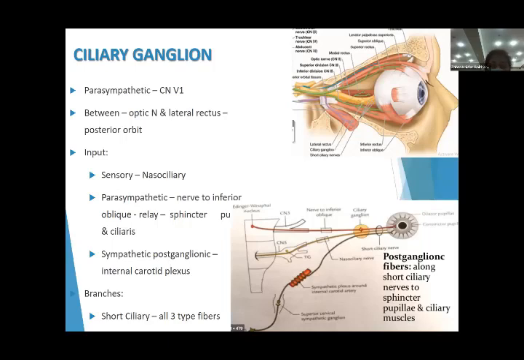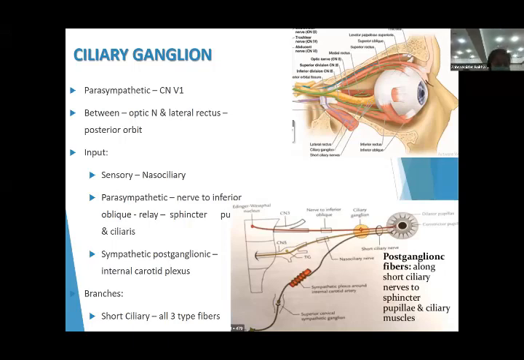Let's come to the ciliary ganglion. Ciliary ganglion is one of the parasympathetic ganglia of the head. You've already done two parasympathetic ganglia. You've done the otic ganglion, which was for the supply of the parotid gland. Then we did the pterygopalatine ganglion. You know, it supplies the glands of the palate, basically the glands of the mouth cavity.